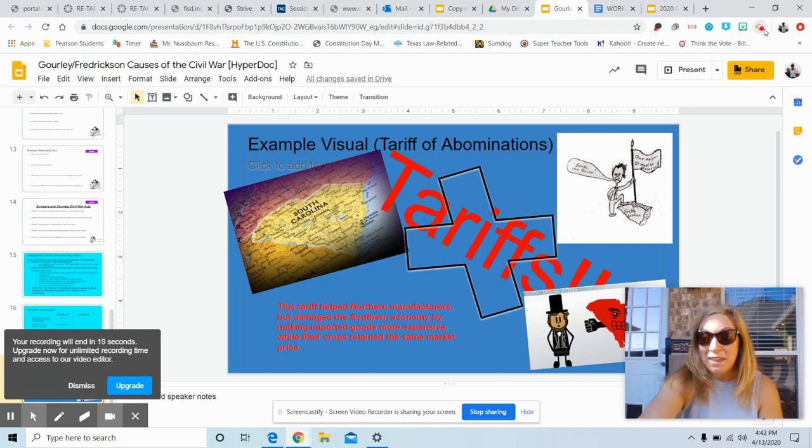Have some fun with this. This really should be a highlight of your creativity and your understanding, and just play around, have some fun with it. I really want to see what you can do, and I'm excited to see how you take this and turn it into what becomes a Civil War.